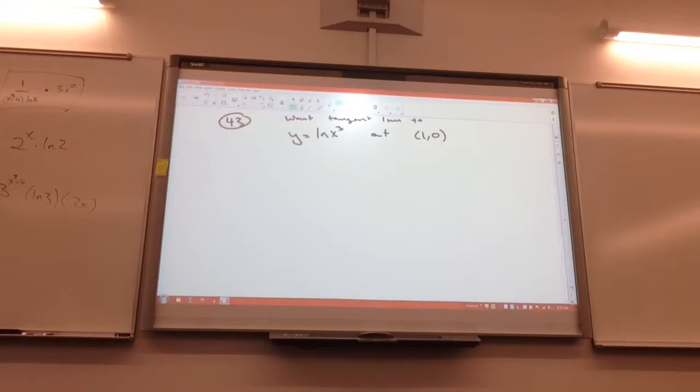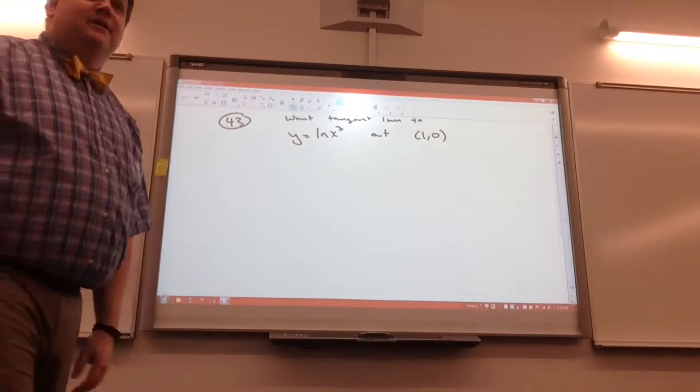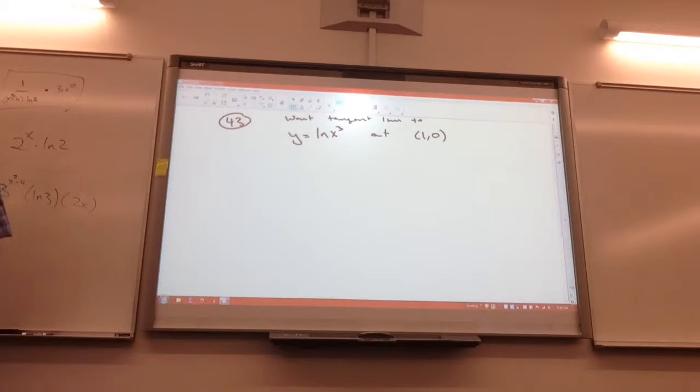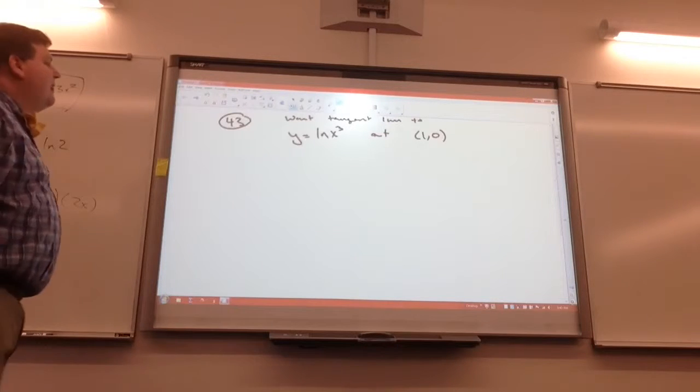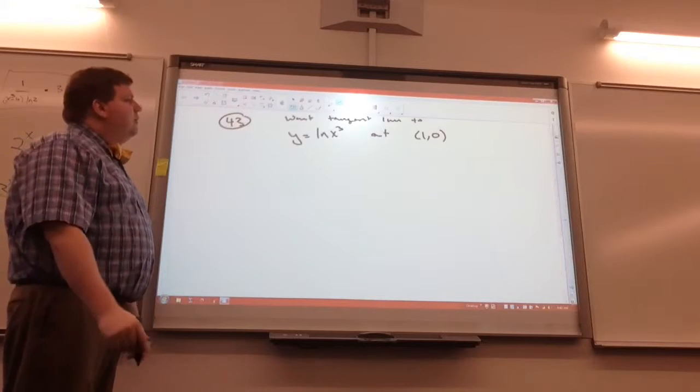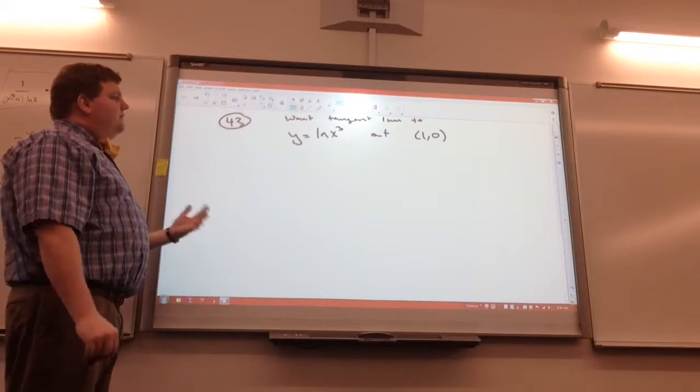First thing I want to quickly do is make sure 1, 0 is actually a point on this curve. What's the log of 1? 0. So yes, 1, 0 is on it. Log base anything of 1 is always 0. So the natural log of 1 cubed is the natural log of 1, which is still 0, because what do I raise e by to get 1? The answer is 0. So we're good there.